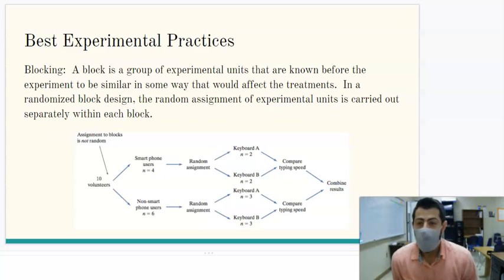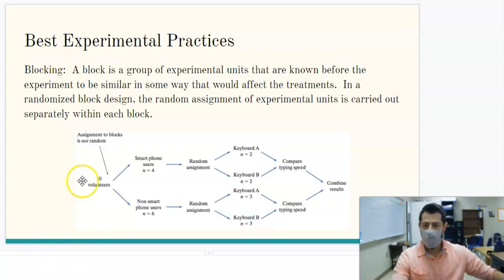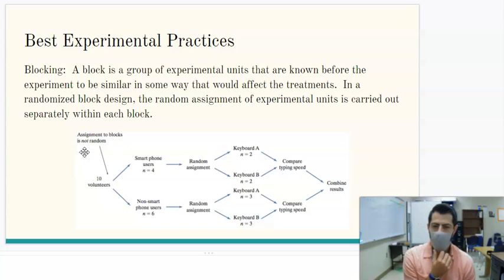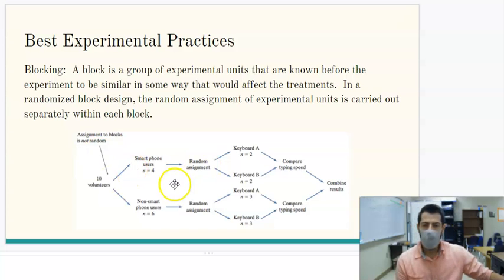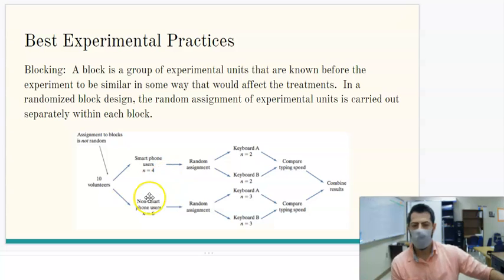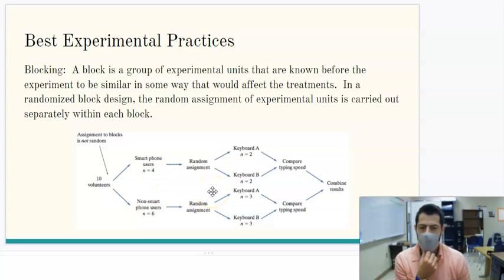One of the methods we can use is called blocking. When you block an experiment, you take similar groups and put them together, right? So if I'm trying to see the effect of, like in this example, a keyboard on a certain type of phone, right? I know phones don't really use them. A better example for today would be iPhone users versus Android users.